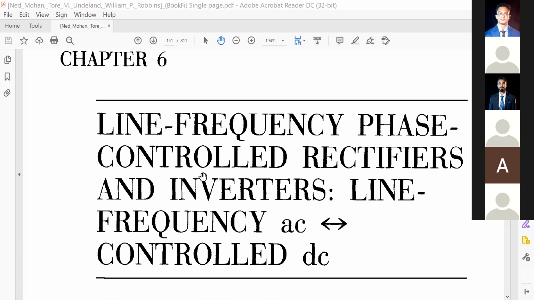So chapter 6, you mentioned, is line frequency phase control rectifiers and inverters. So line frequency AC.